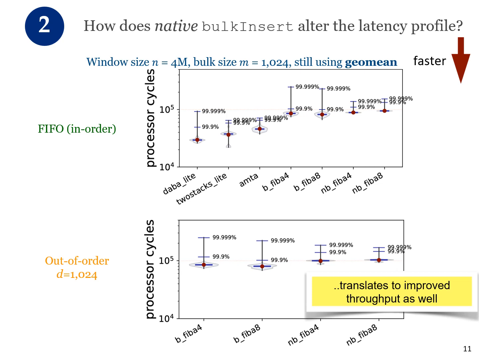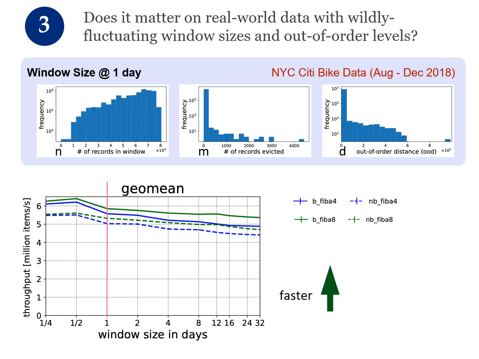Again, these latency numbers are also representative of the throughput numbers, which you can find in the paper. The third research question was, does it matter on real-world data with wildly fluctuating window sizes and out-of-order levels? As a real-world data set, we are using data from the New York City Citi Bike. And the 3 histograms at the top demonstrate that in this data set, n, m, and d, so the window size, the bulk size, and the out-of-order distance, fluctuate wildly across the run.